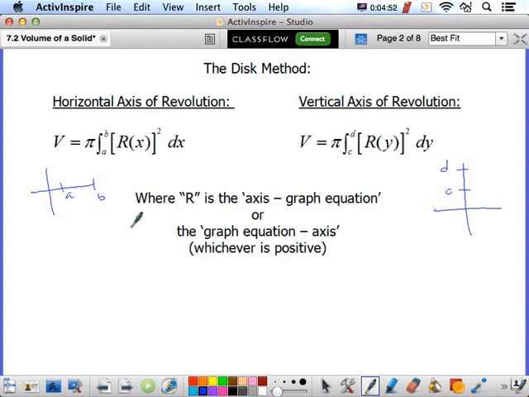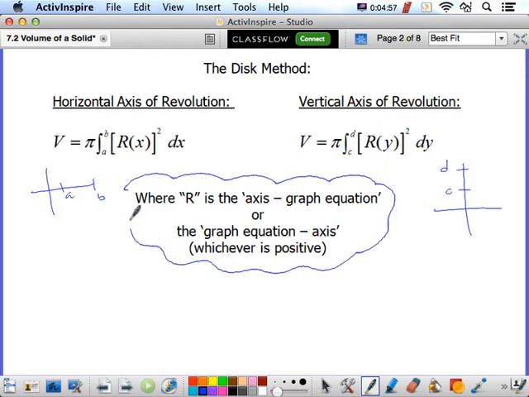So this is kind of important as well. Capital R is the axis of revolution minus the graph equation, or the graph equation minus the axis of revolution, whichever one is positive. I know that sounds a little strange right now, but that'll come in handy later. It really doesn't matter because when you square it, the negatives would go away anyhow. So make sure you jot all that down, and then we'll start looking at some examples.